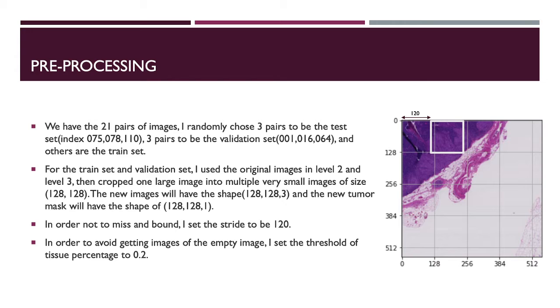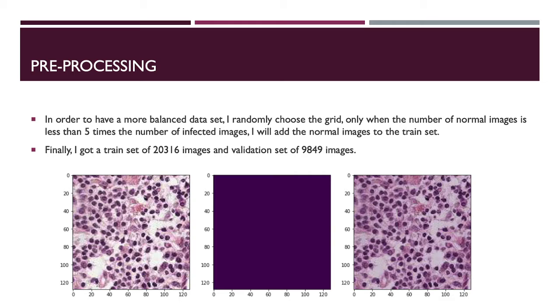In order to have more balanced data, because most of the images have too large a proportion of normal area compared to infected area, I set the bound of the number of normal images to be no more than 5 times the number of infected images. So for example, if I have 10 images for the infected tumors, then once I have 50 images for the normal tissue, I will no longer save the normal images to my folder.